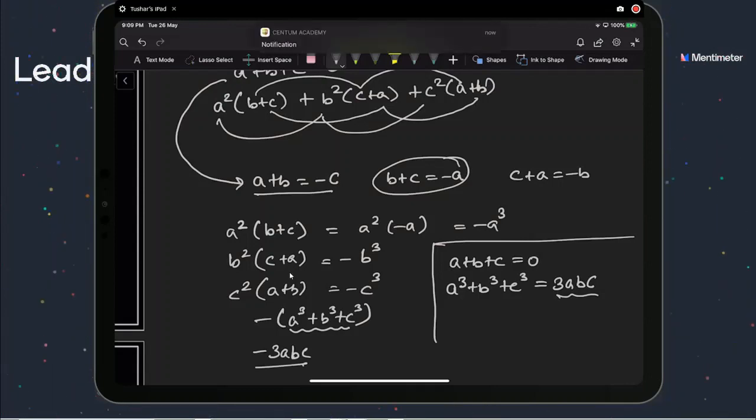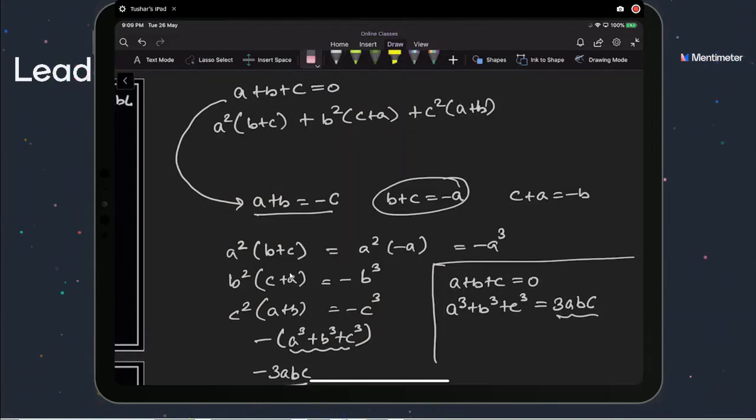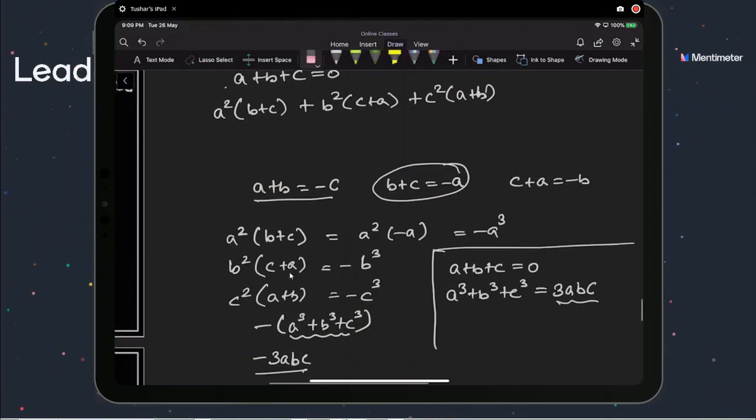Anyone else wants any other explanation? Please tell me. Shall I clear this off so that you can understand this properly? For explanation, I had done that. Okay. Understood.